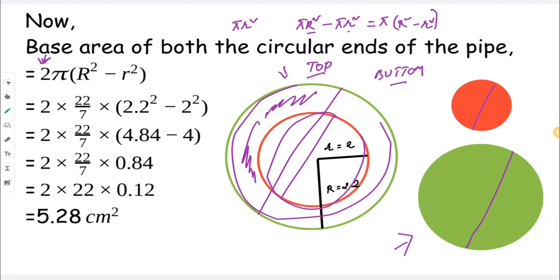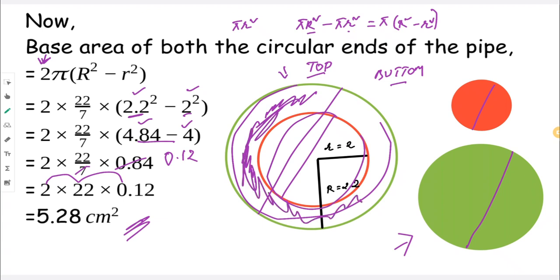After that, nothing changes. We know that capital R square is 2.2 square, then small r is 2 square. So if you find 2.2 square, you'll get 4.84, and 2 square is 4. And when you subtract these 2, you're going to get 0.84. Then 7 on the 7, and 0, 7 on the 7, 7 2s are 14. Now when you multiply these 3, 2 into 2 into 0.12, how much are you getting? 5.28 centimeters square, which means I've already gotten this area.